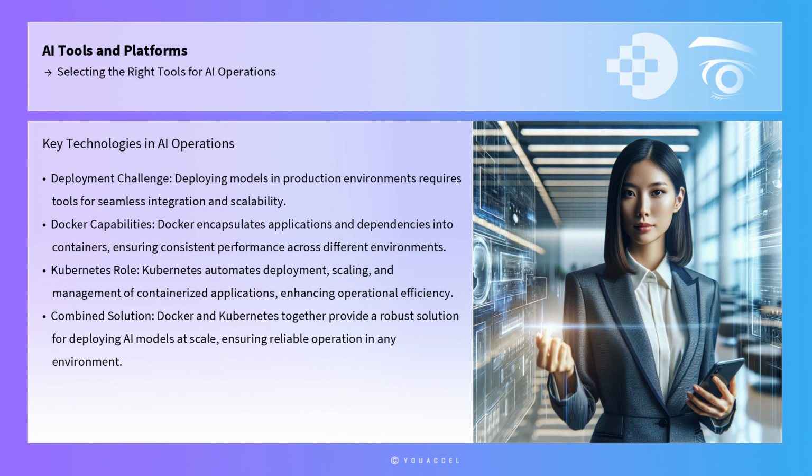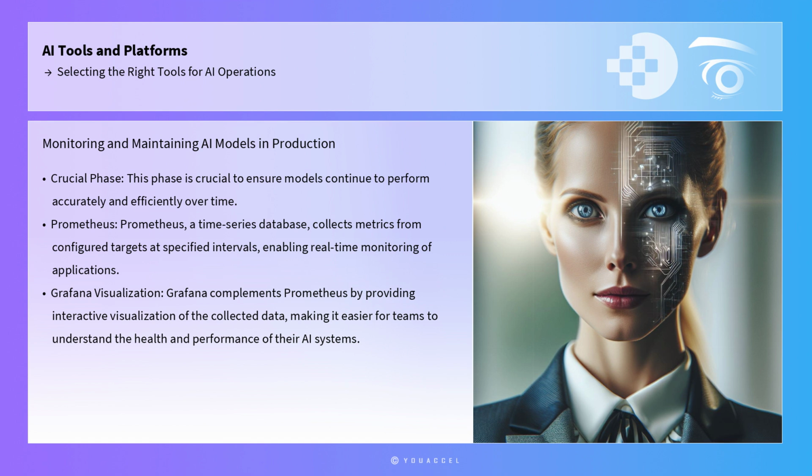Kubernetes, an open-source container orchestration platform, takes this a step further by automating the deployment, scaling, and management of containerized applications. Together, Docker and Kubernetes provide a robust solution for deploying AI models at scale, ensuring they run reliably in any environment. Monitoring and maintaining AI models in production is another critical component of AI operations. This phase is crucial to ensure models continue to perform accurately and efficiently over time.